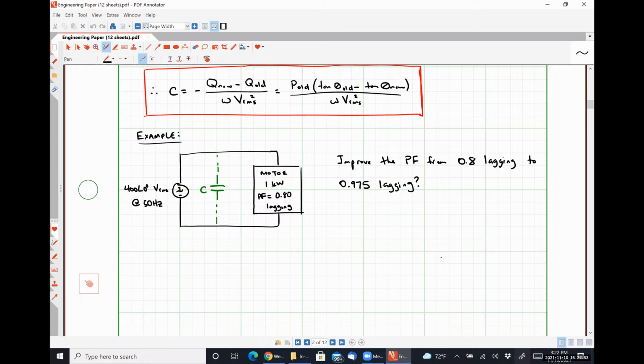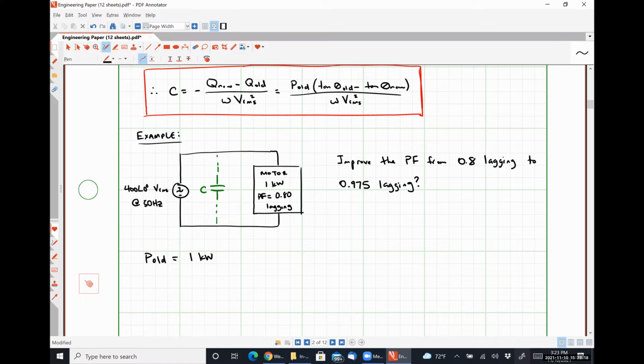Anybody? Pardon? Yeah. Okay, so P old. The suggestion is that we have P old. I agree. What is it? 1 kilowatt. All right. Absolutely correct. What else do we have?